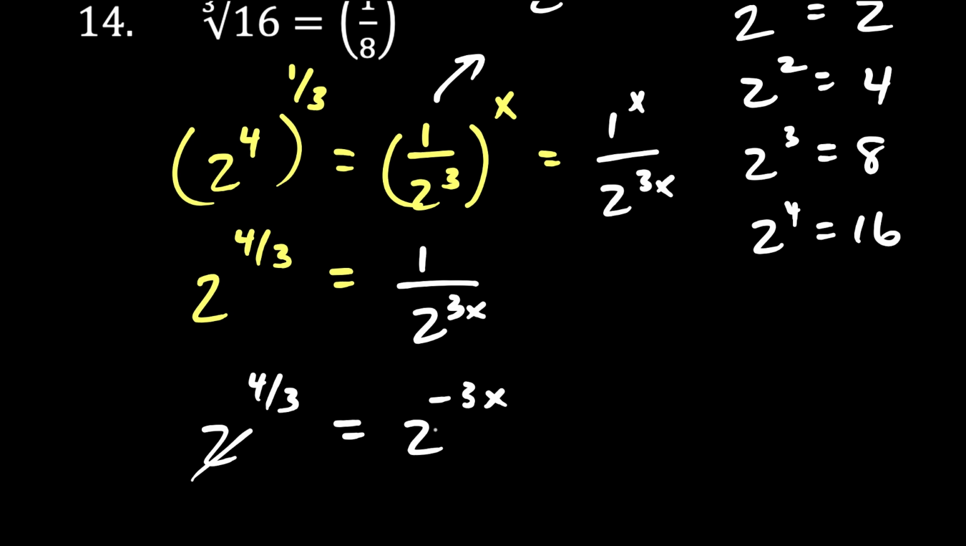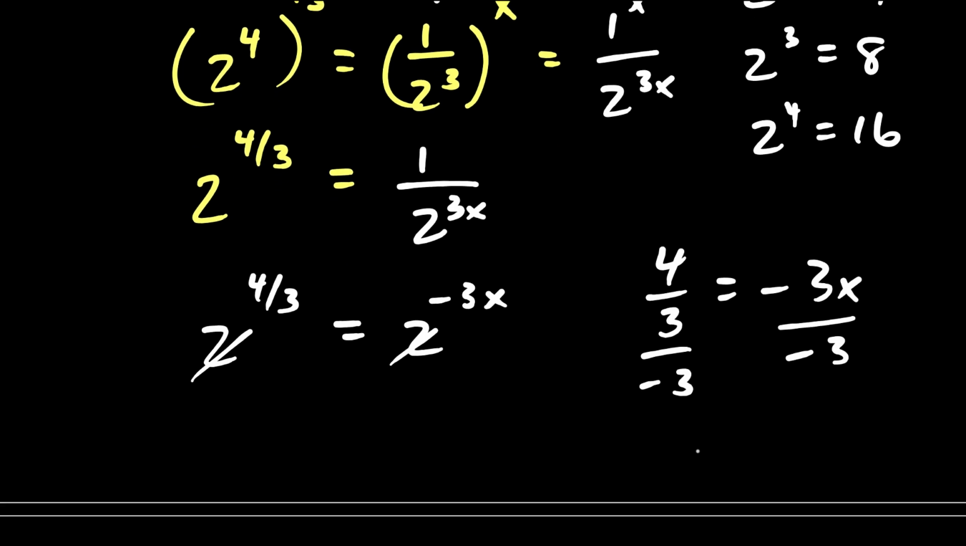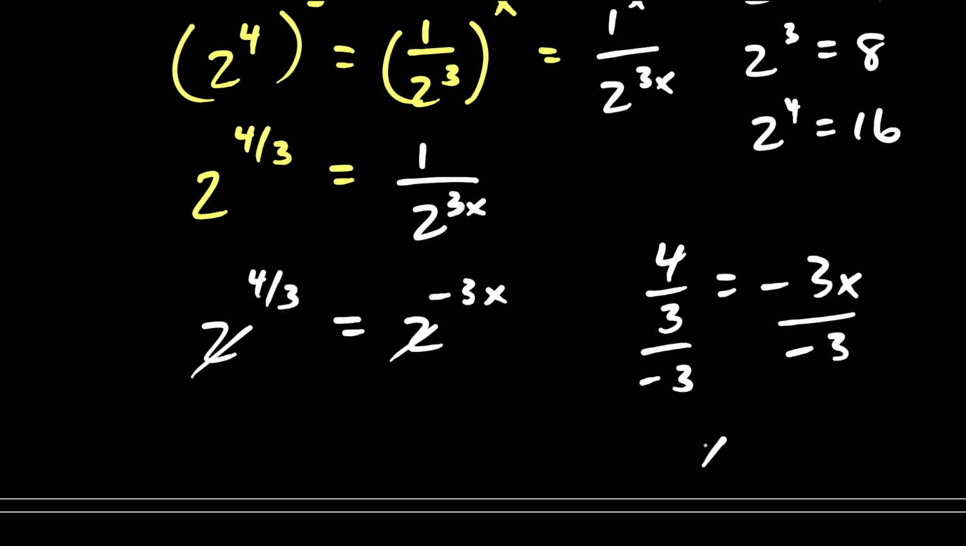Again, those bases match up. That leaves us with 4 thirds equals negative 3x. Divide both sides by negative 3. It's like multiplying by negative 1/3. So we're going to get x equals negative 4/9.